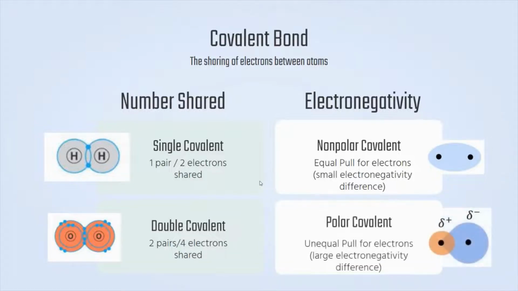However, in a polar covalent bond, there's an unequal pull for electrons, since there's a large electronegativity difference. You can see an example of this would be water, where the hydrogen and the oxygen would have different pulls for electrons.